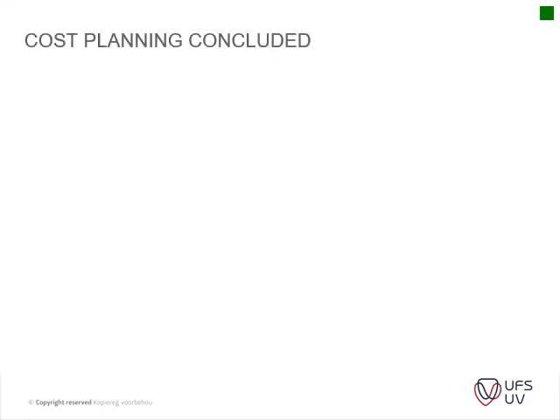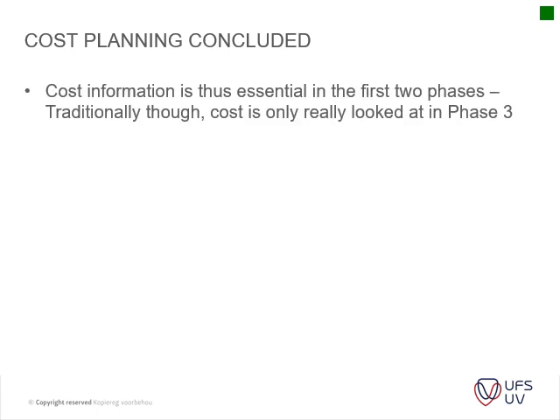Okay, so looking at cost planning concluded, and the conclusion of this section. Cost information is thus essential for the first two phases. Traditionally though, cost is only really looked at in phase 3. It's usually dependent on the emphasis from the client or the QS or the project manager on how the cost is looked at at the beginning of the project.